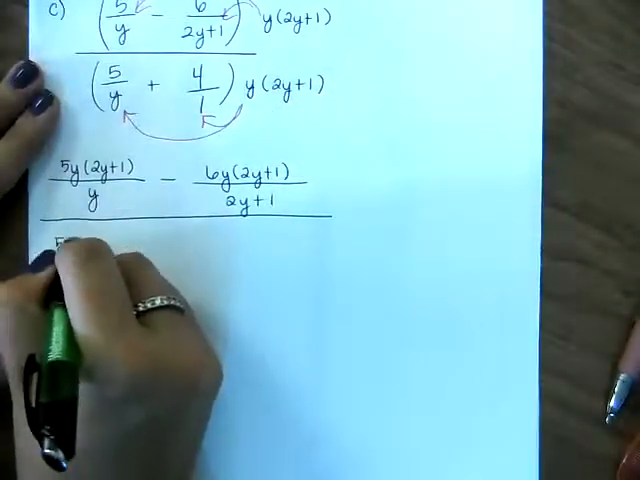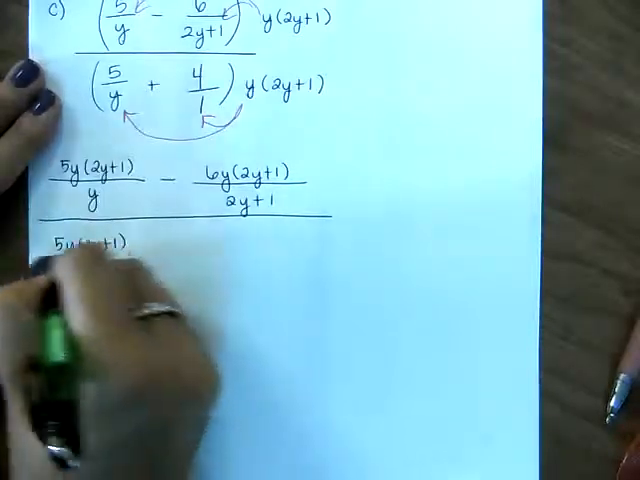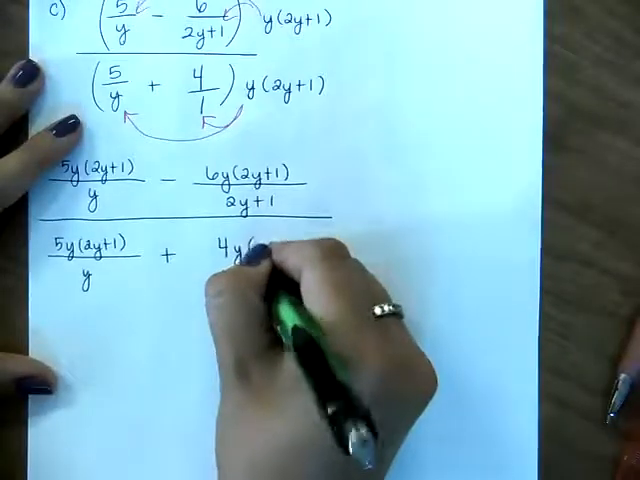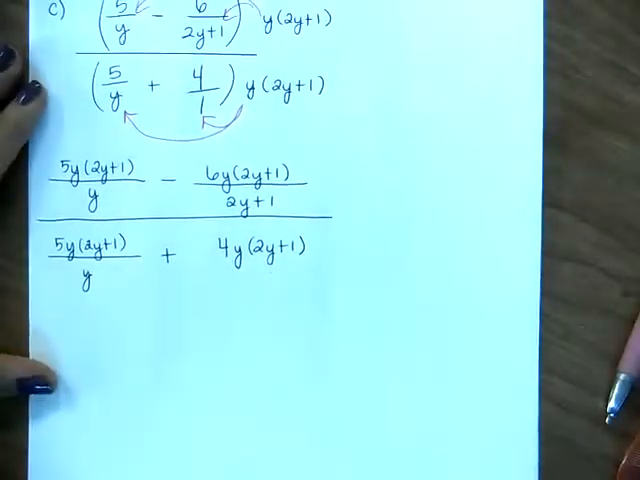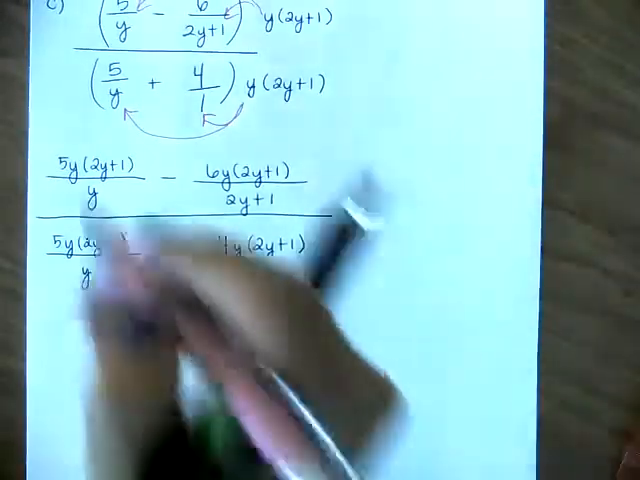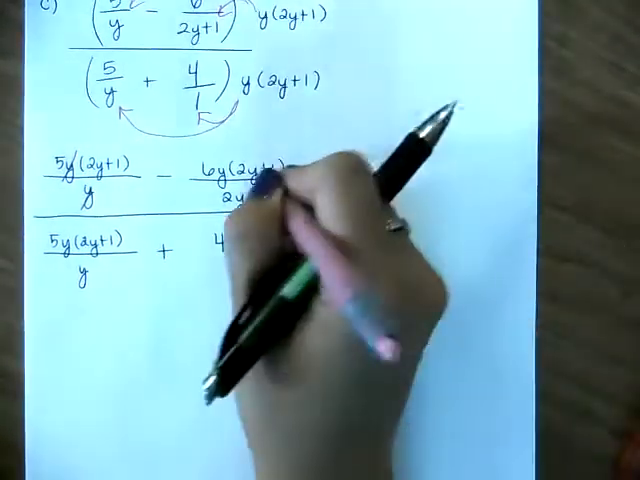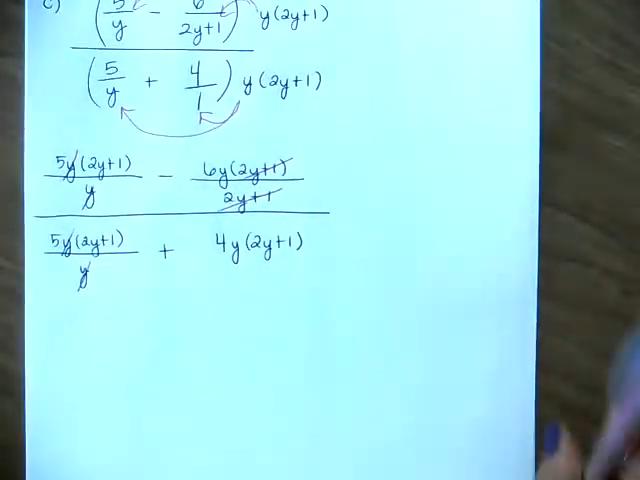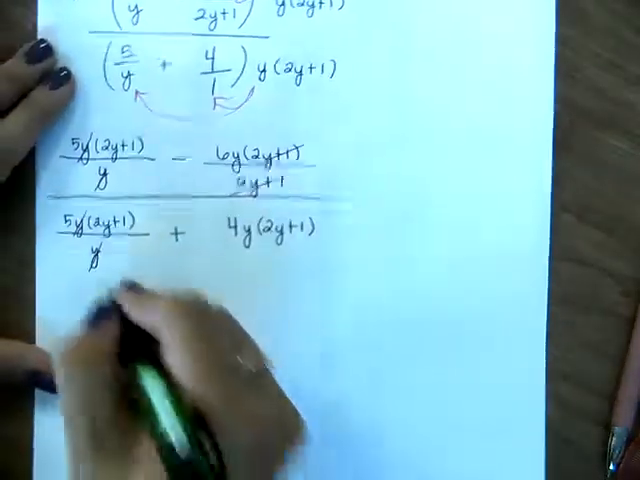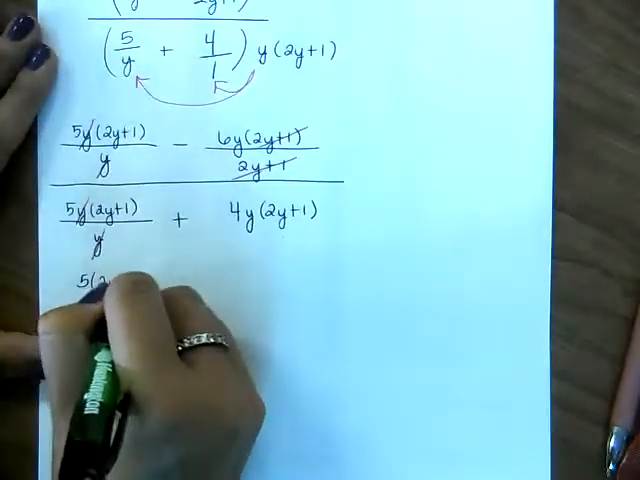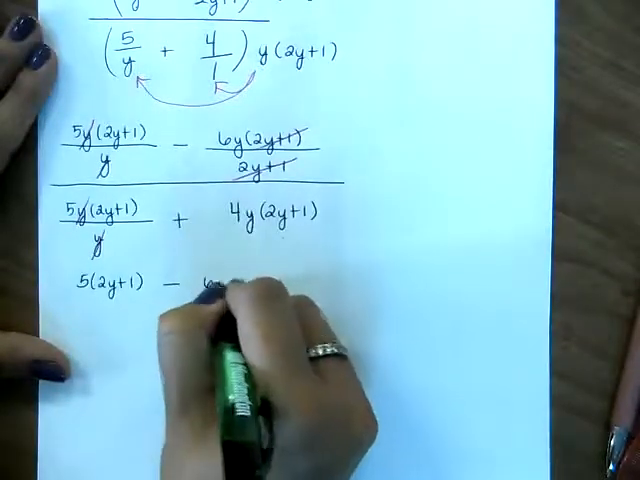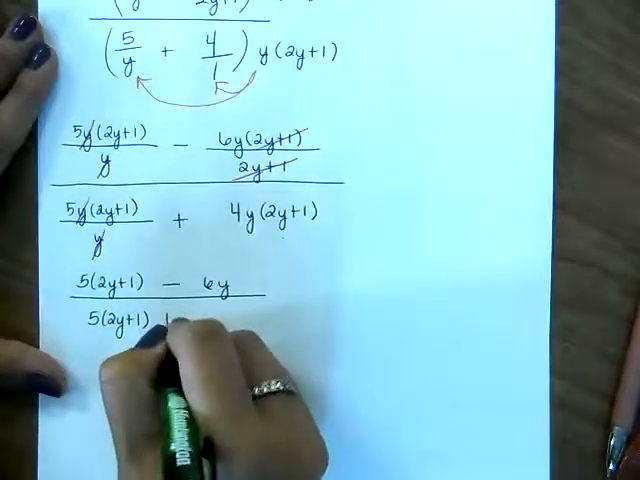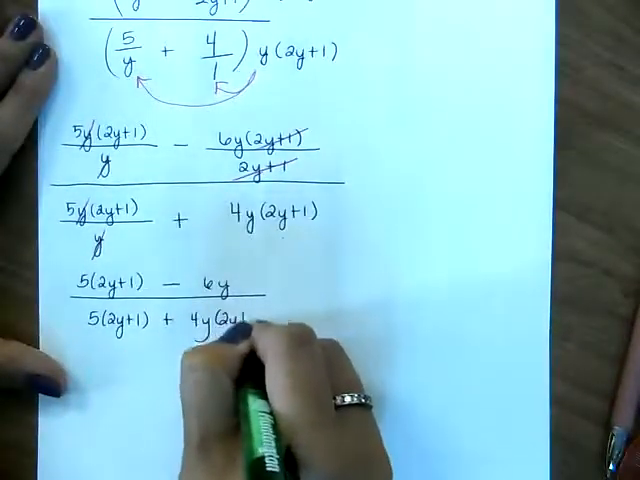So when I do that, I'm going to get 5y times 2y plus 1 over y plus 4y times 2y plus 1. Now you might be able to see that canceling happening a little easier. So here the y's cancel. Here this 2y plus 1 cancels. Here this y cancels. And then nothing is needing to cancel here. This leaves me with 5 times 2y plus 1 minus 6y over 5 times 2y plus 1 plus 4y times 2y plus 1.